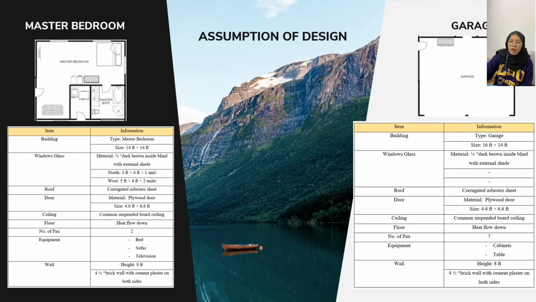For the master bedroom, the size is 14 feet times 14 feet. And the number of packs is 2% and the equipment in this room is a bed, sofa and television.